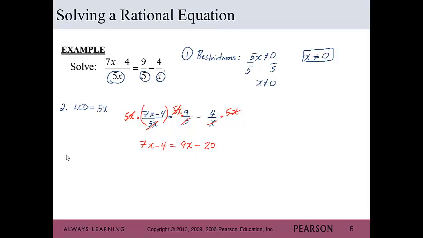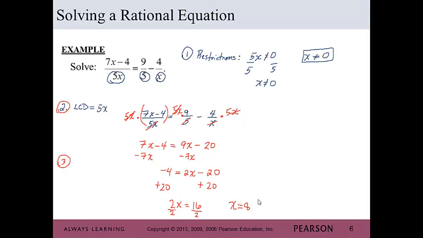Let's solve for x, which is step 3. So I'm going to subtract 7x on both sides. And I get negative 4 equals 2x minus 20. And then let's add 20 on both sides. And we have 2x equals 16. And then last, divide by 2, and we have x equals 8.